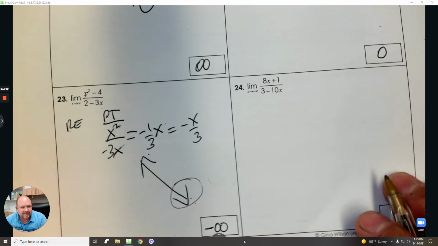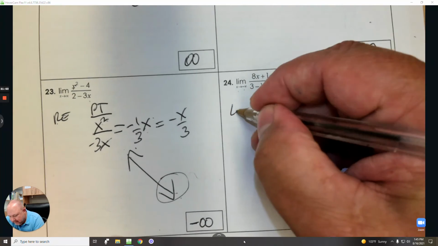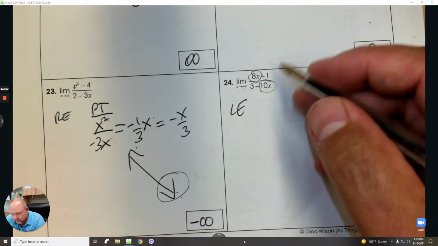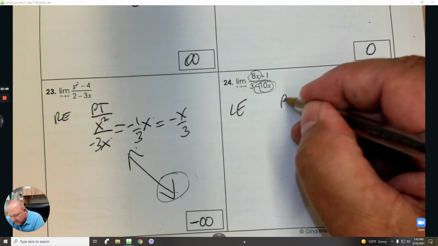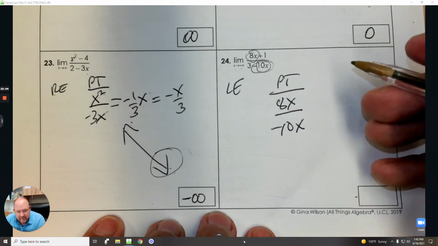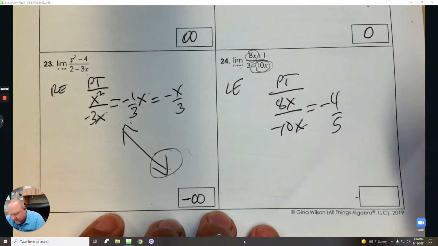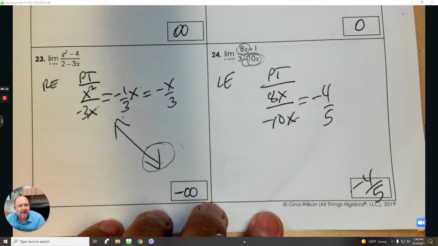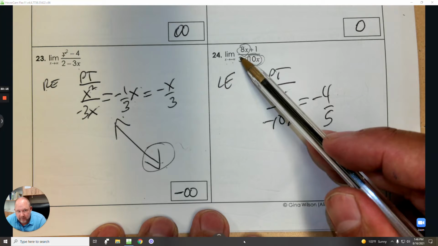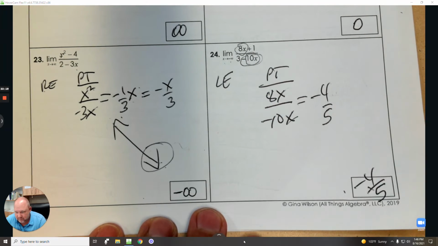Number 24. The limit as x approaches negative infinity. So negative infinity would be the left end. Power term over power term. Oops, and the negative matters. So when I look at the power terms, it's 8x over negative 10x. This reduces down to negative 4 over 5. And that's the end behavior in both directions. So when they're equally powerful, whatever it reduces down to is the end behavior, and that's your answer.